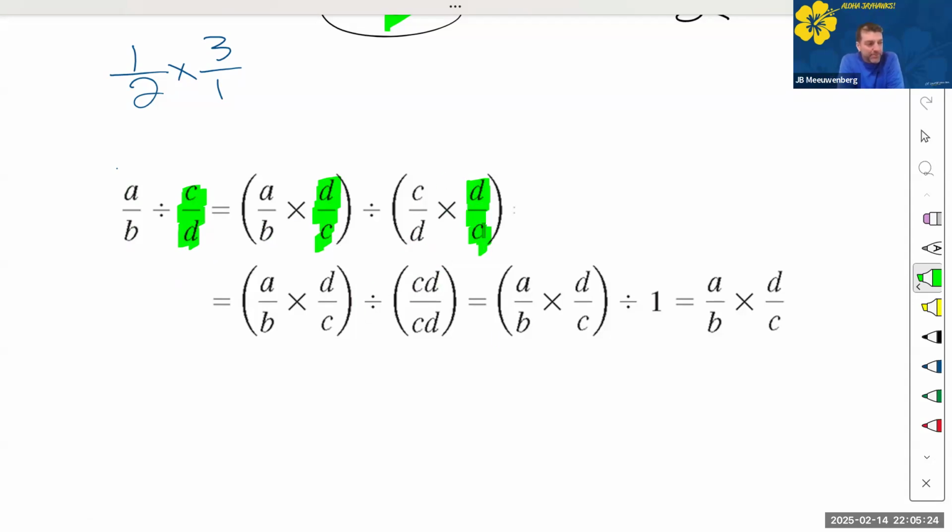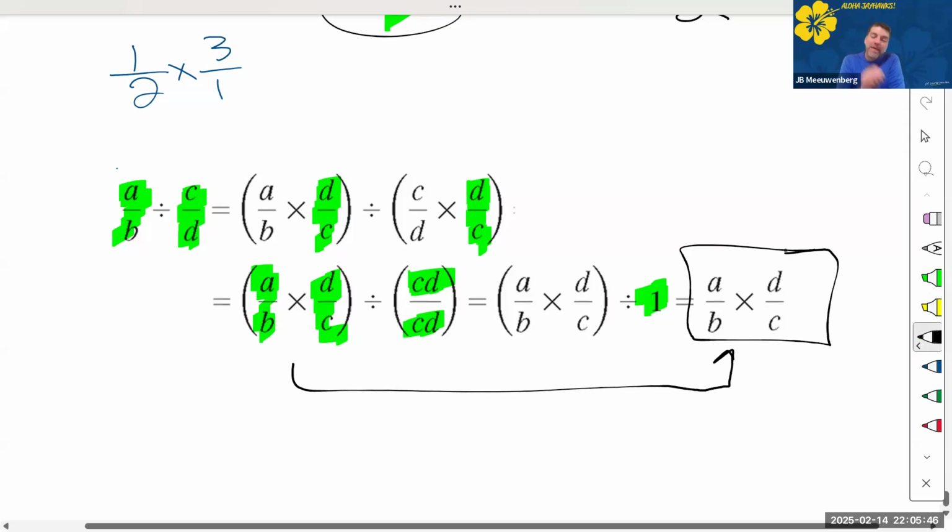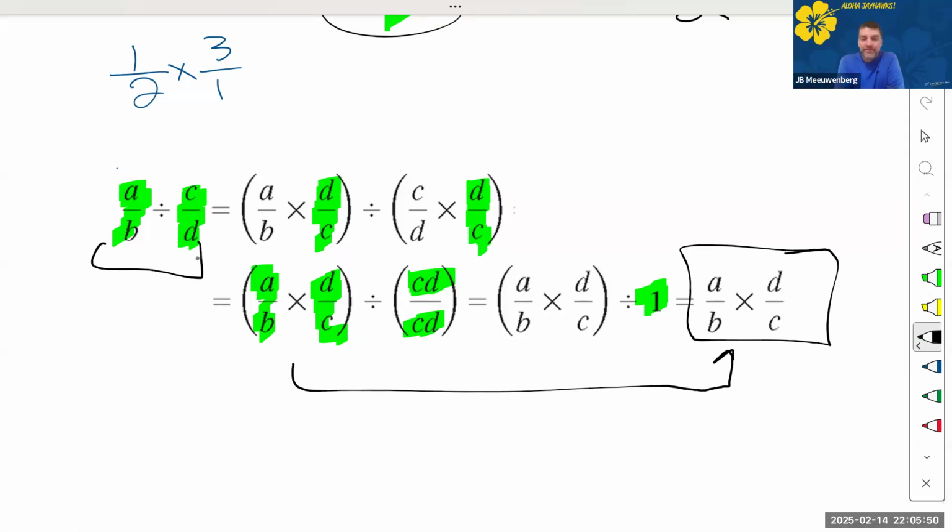In this second parenthesis, look what we end up with. CD over CD, which is just 1. In the first parenthesis, we end up with the first fraction, A over B, times the reciprocal of C over D. And that's why we end up able to do that procedure instead of the division. That's why that works. That's why that technique, that algorithm that you learned a long time ago actually works.